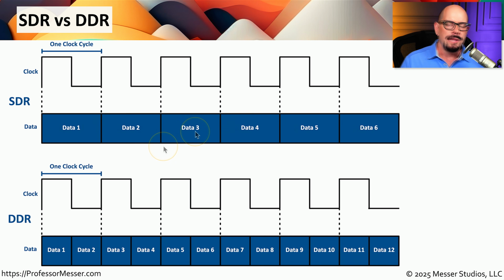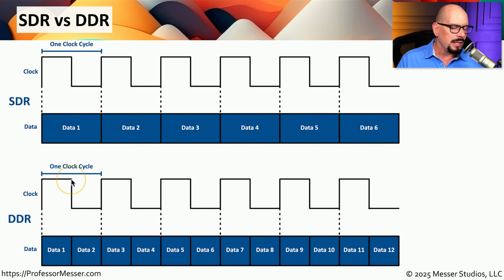In order to improve on that data transfer, we introduced a new type of memory technology known as double data rate. This DDR memory can transfer information at the top and the bottom of the clock cycle, effectively doubling how much information can be transferred from memory to CPU and back again.